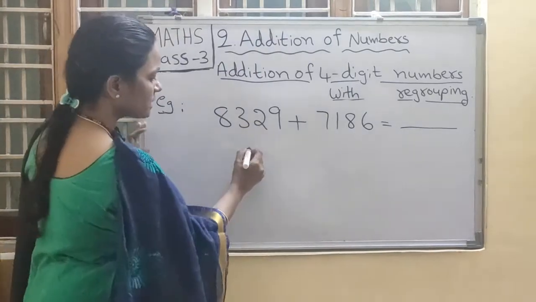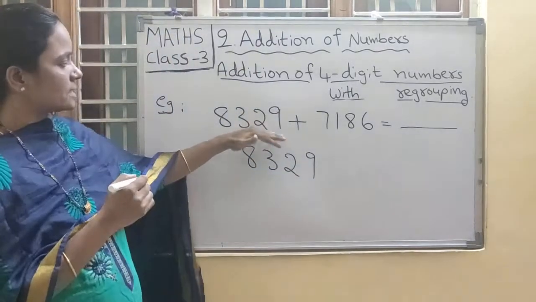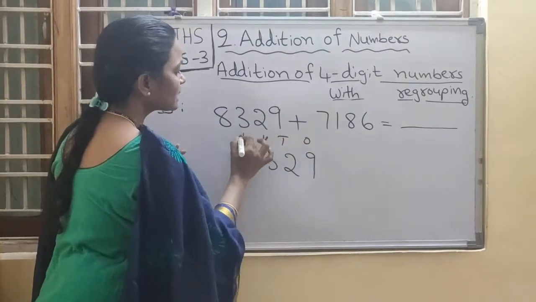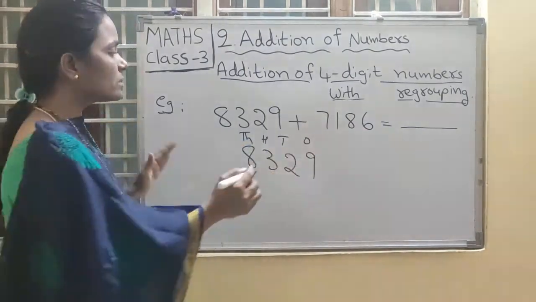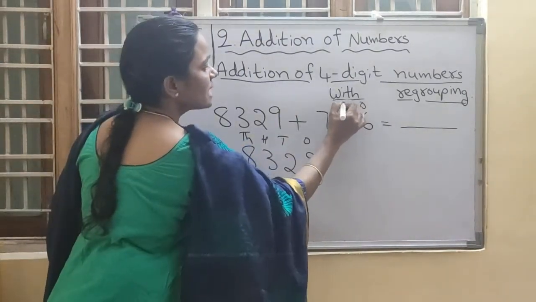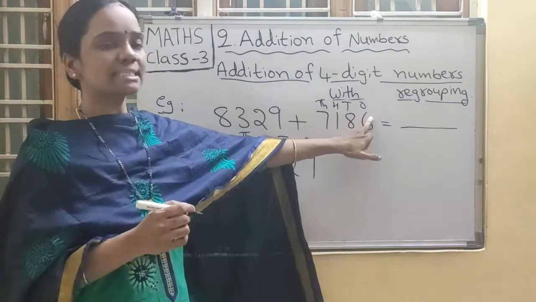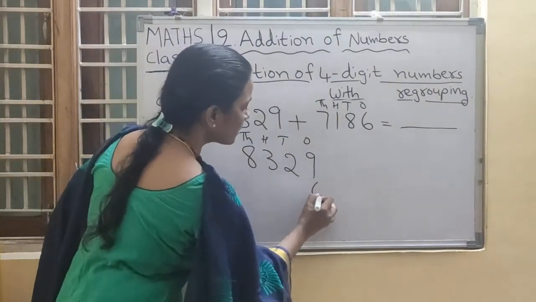So first write down the first number. 8,329 is the first number. What are the places? Ones place, tens place, hundreds place, thousands place. So below it write down the second number. So write down the places here also. Ones place, tens place, hundreds place, thousands place. So what is ones place digit? 6. So exactly below 9 we have to write the 6.